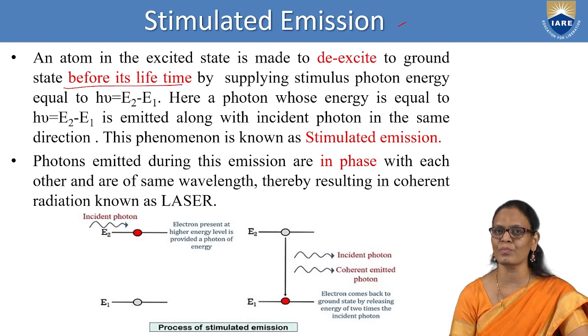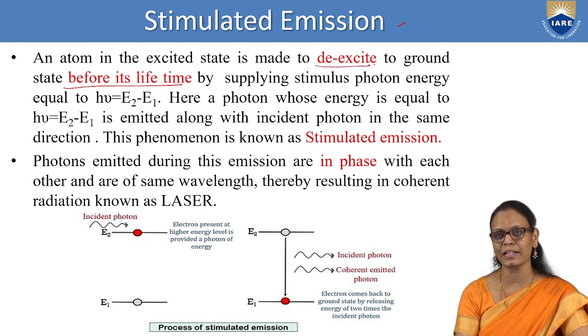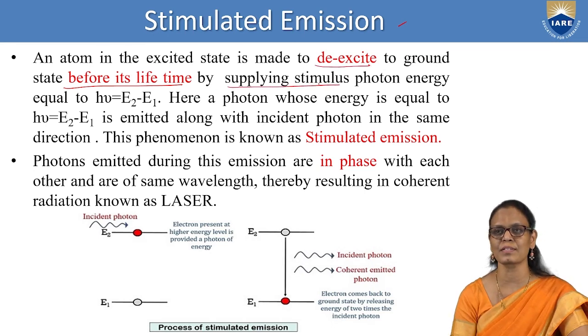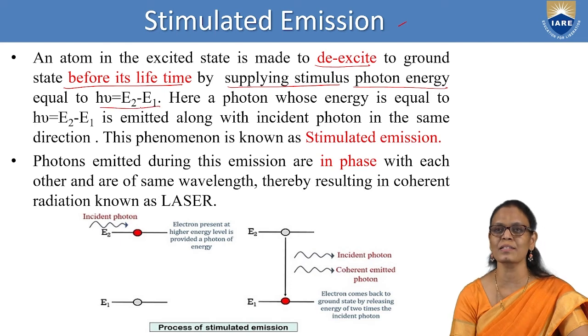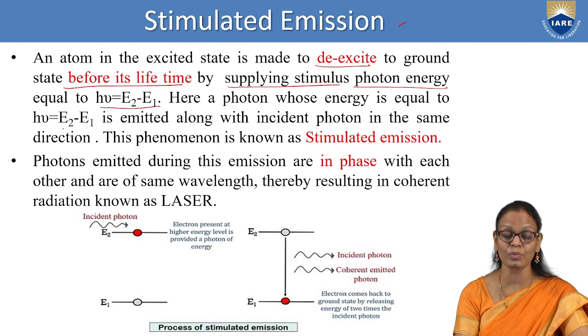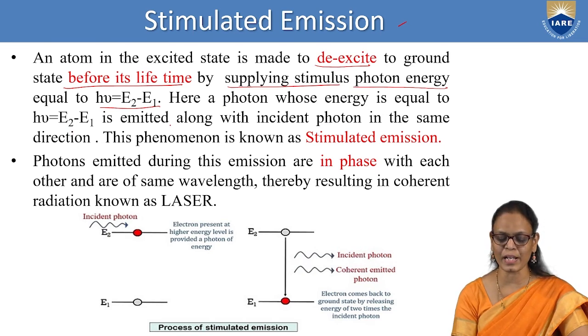So what we are doing here is, before the lifetime is over, we are trying to de-excite it by supplying a stimulus. What stimulus are we going to supply? A photon of energy equal to E2 minus E1. So here a photon whose energy is equal to E2 minus E1 is emitted along with the incident photon in the same direction. See, here there is a de-excitation from the higher energy level to the lower energy level, and also we are stimulating it.